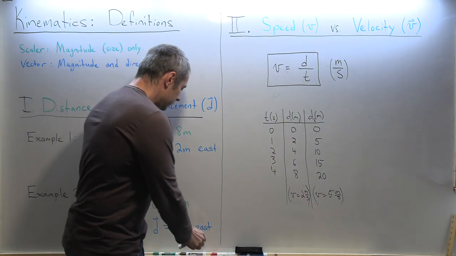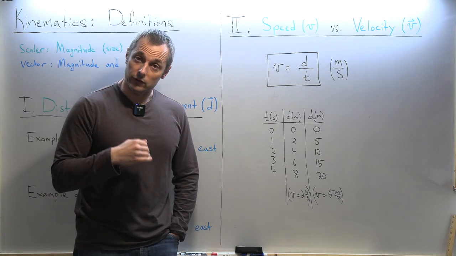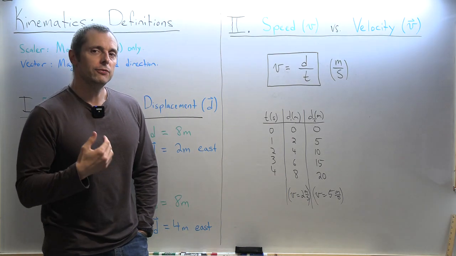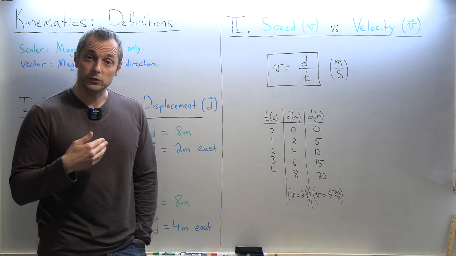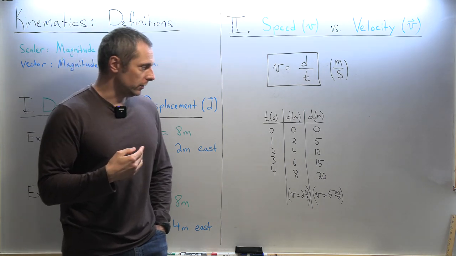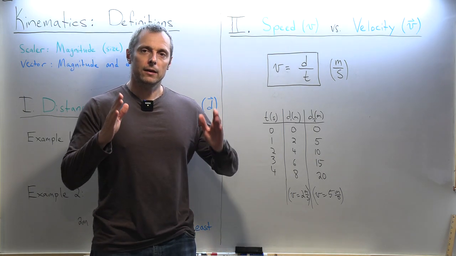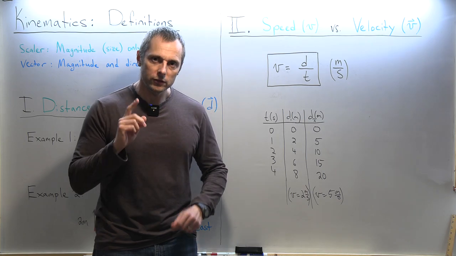But speed is in meters per second in our units, in physics units. In everyday life, of course, you usually use miles per hour. But basically, what speed is, is how many meters you move in 1 second.